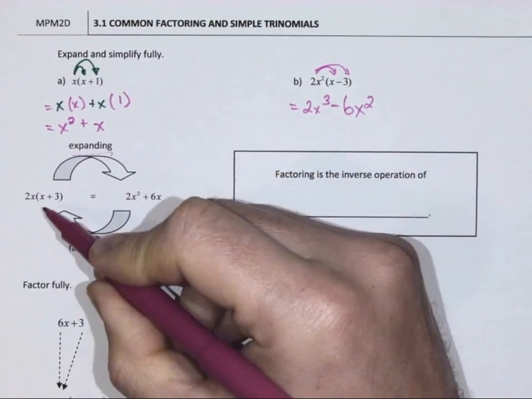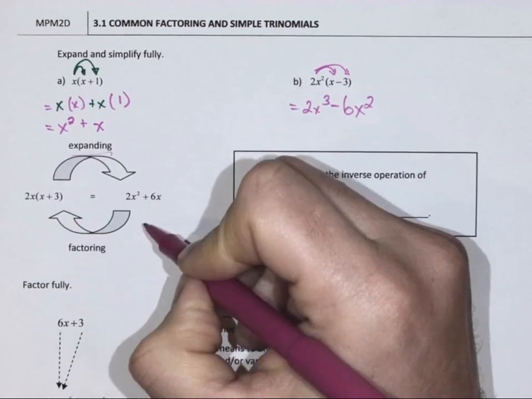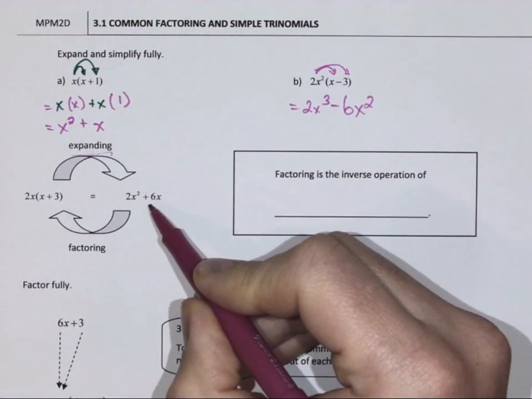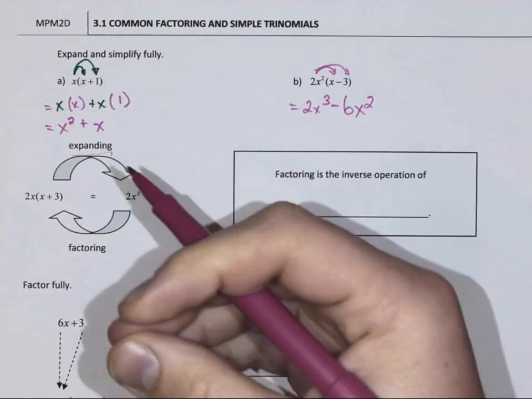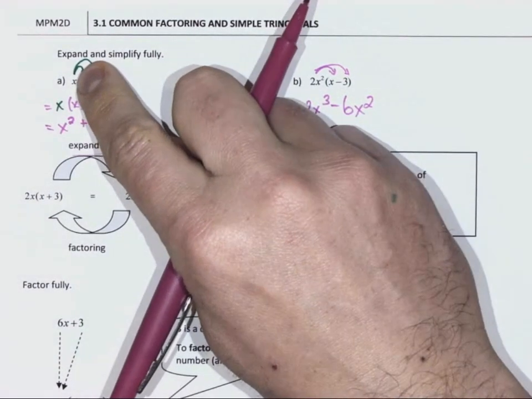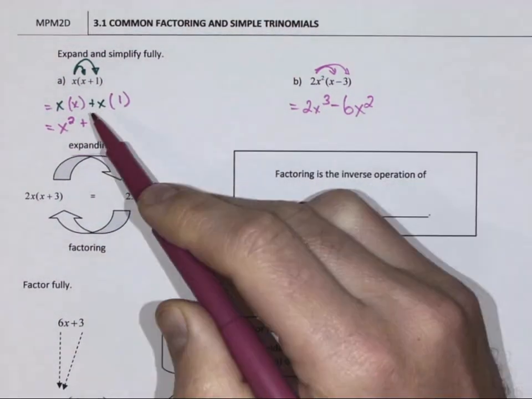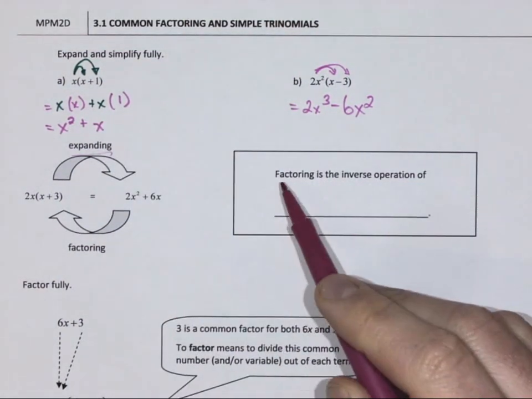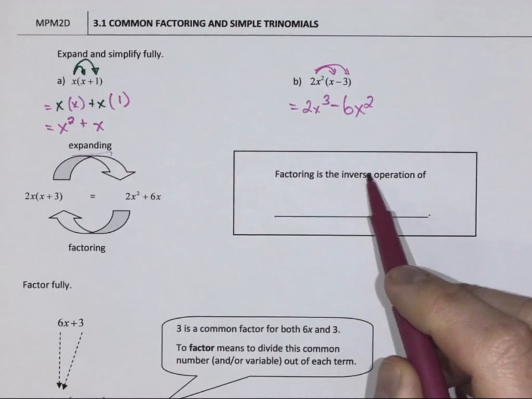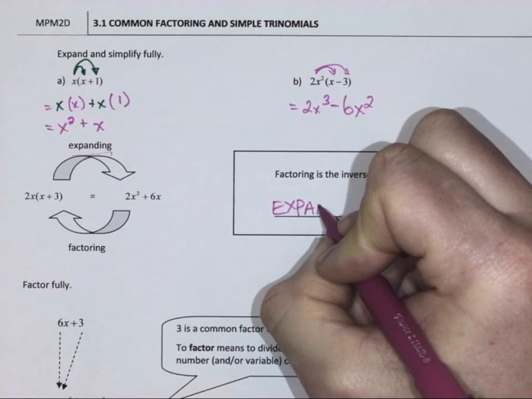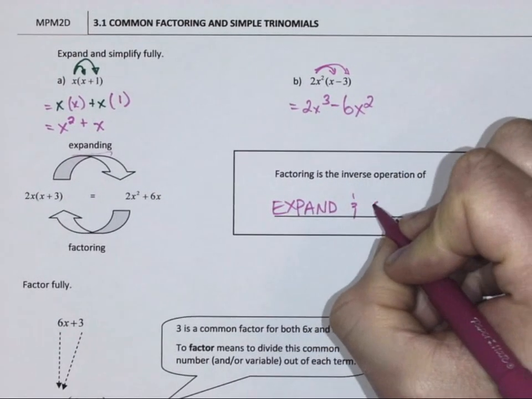Today we're going to do the opposite action, going the other way, and we're going to be pulling it out. We're going to find something that we can pull out and put in front to get back to the expand and simplify, or back into factored form. So factoring is the inverse, or the opposite operation of expand and simplify.